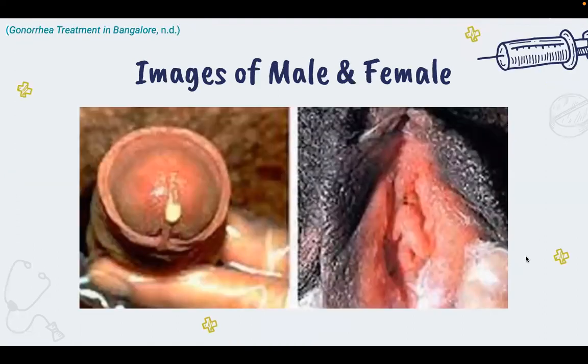Here are examples of the male on the left and the female on the right. You can see the discharge from the infection.